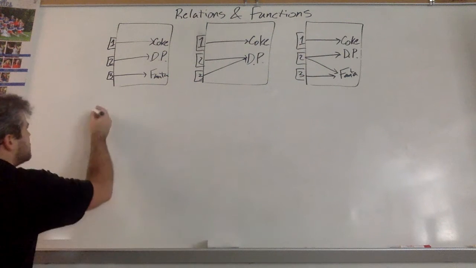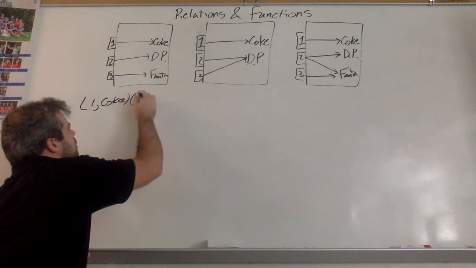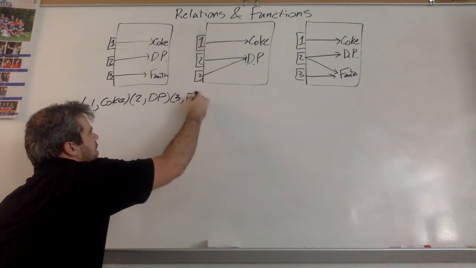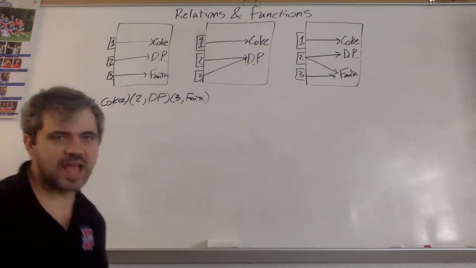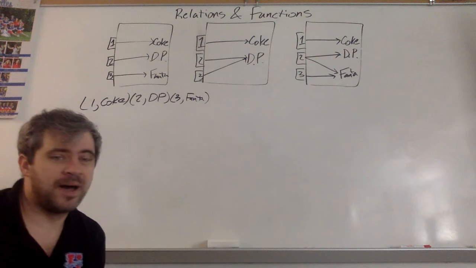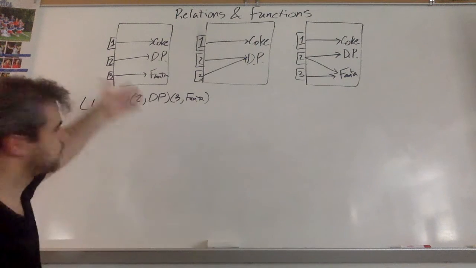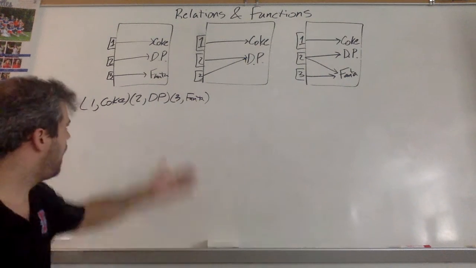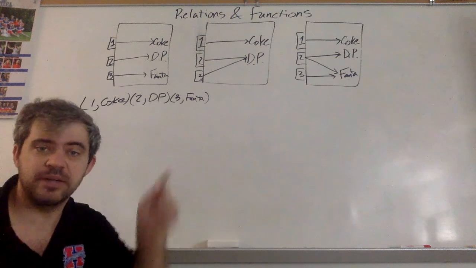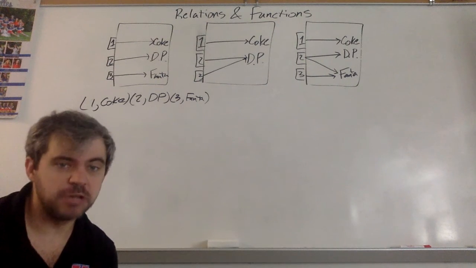We could write these as ordered pairs. One, Coke, two, DP, and three, Fanta. As you see, relations don't have to be numerical. Ours will mostly be numerical, okay? But that's what a relation is. And as you see, this first vending machine would work just fine. You press the button, you know exactly what you're going to get, and life is good.